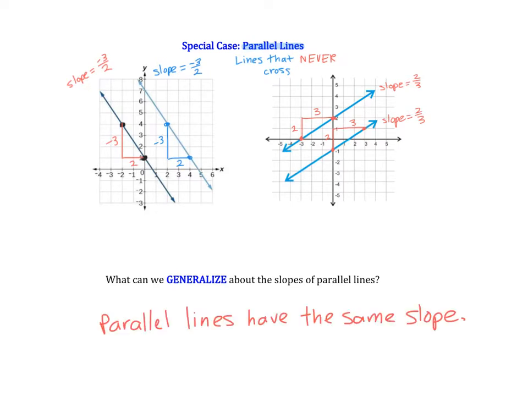Okay, so hopefully you generalized something along the lines of parallel lines have the same slope. So it can go both ways. If you see two lines that are parallel, you know that their slope should be the same. Or if you see two slopes that are the same, you know that the two lines will be parallel. So you can use it going both ways. So that is one special case to watch out for in terms of slope.